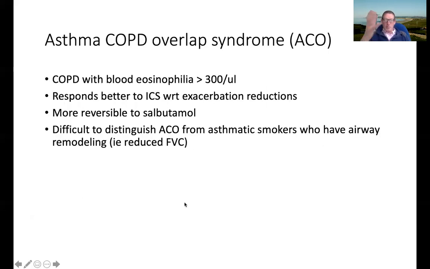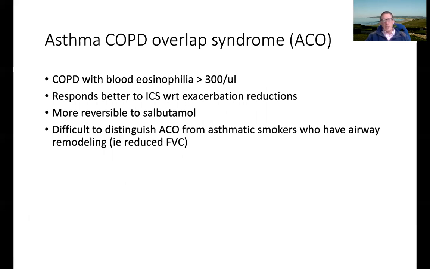I am going to briefly talk about asthma COPD overlap syndrome because it's something which has attracted recent attention. So basically, these are COPD patients who've got blood eosinophilia more than 300 cells per microliter, which is the same as more than 0.3 times 10 to the 9 per litre. Because they've got eosinophilia, they respond better to inhaled steroids in terms of reducing exacerbations. They're also more reversible to salbutamol.